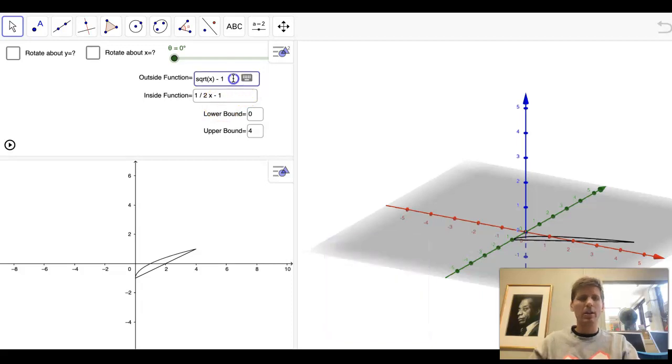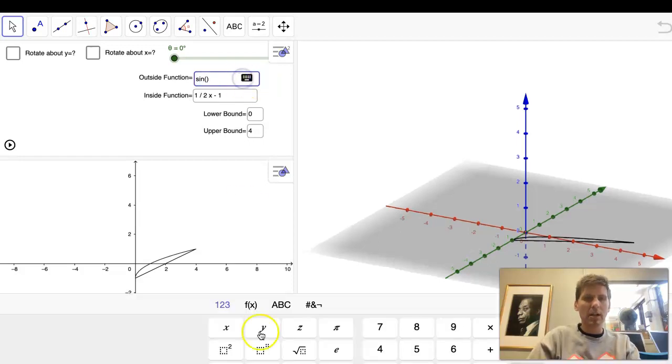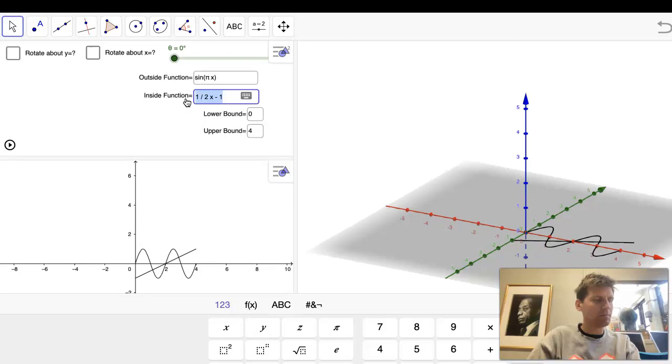Hey everybody, I thought I'd share a visualization of the problem from today's class. I have the sheet here in front of me, but we had the upper function. This is the first problem. It was sine of pi x, and that was the outside, and then the inside was 1.2 to the x minus 1.